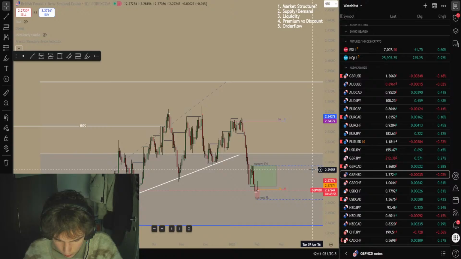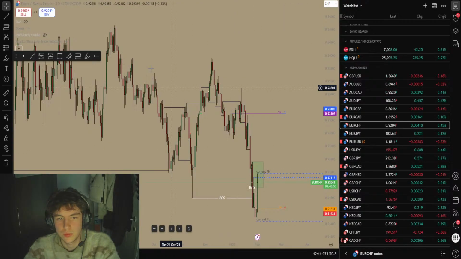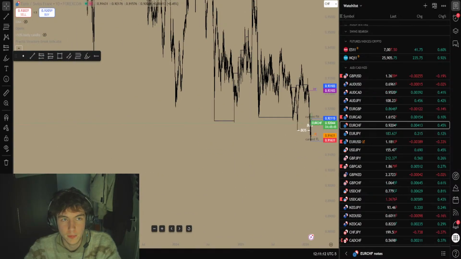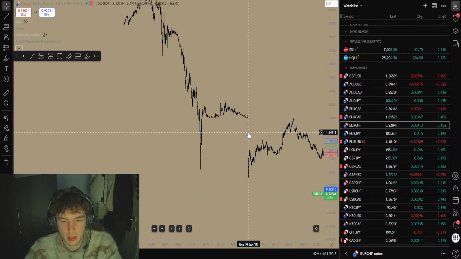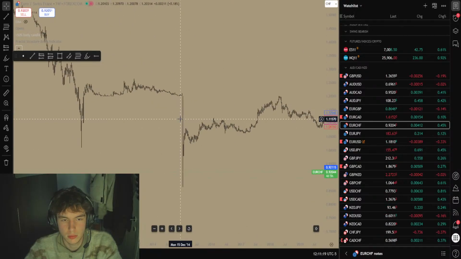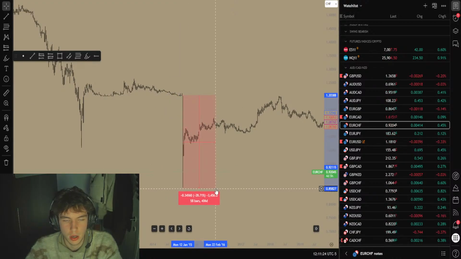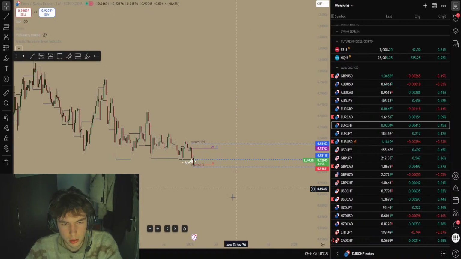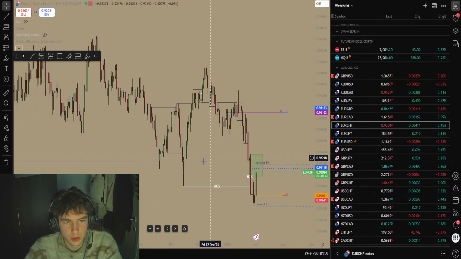Euro CHF. Alright, Euro CHF. Okay, this was another pair I was looking at. This is just bottomed out. I don't even know what the fuck happened here. What kind of shit happened here? 3, 4, 5, 6. That's crazy. Okay, so we're still bottomed out. We are obviously targeting lower. There's no obvious reason for us to target higher.